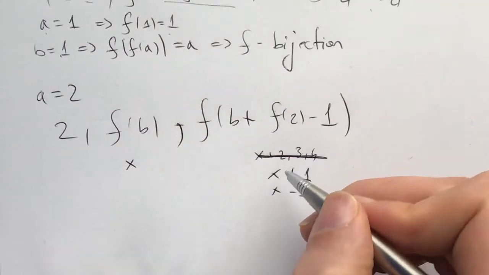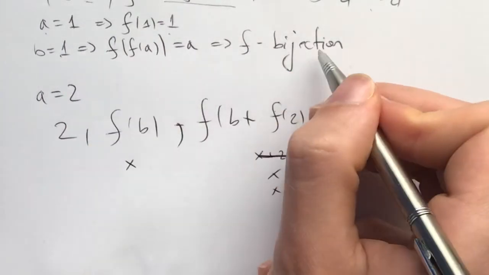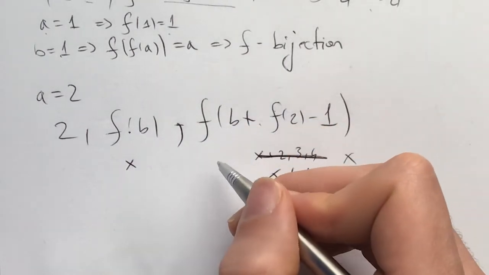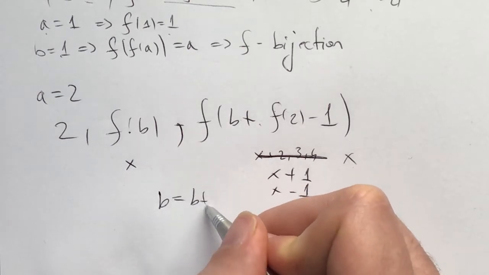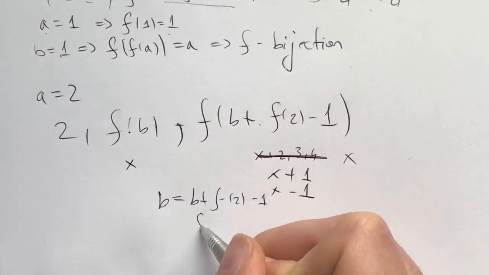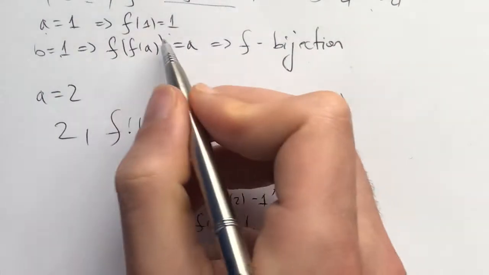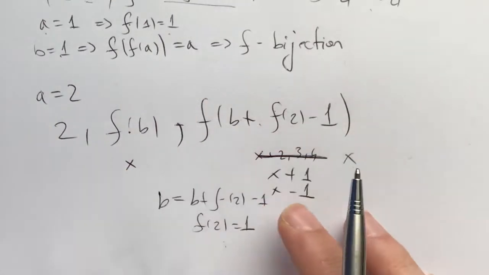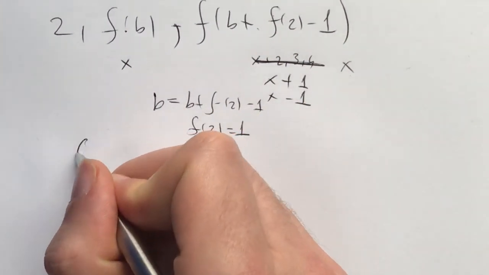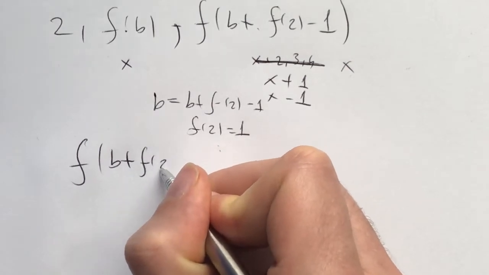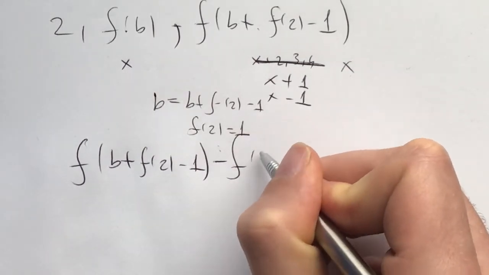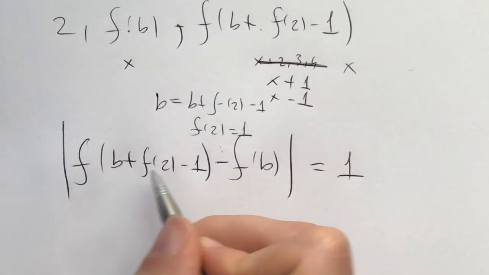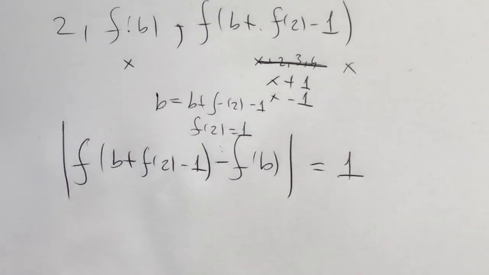And it can't be equal to x because we know this f is a bijection, and if f of b and f of b plus f of 2 minus 1 were equal, we would have b equaling b plus f of 2 minus 1, which would mean f of 2 is equal to 1, which is impossible because f of 1 is 1 and the function is a bijection. So from a equals 2, what we noted is that f of b plus f of 2 minus 1 minus f of b, this is either 1 or minus 1. Or in other words, the absolute value of their difference is 1.